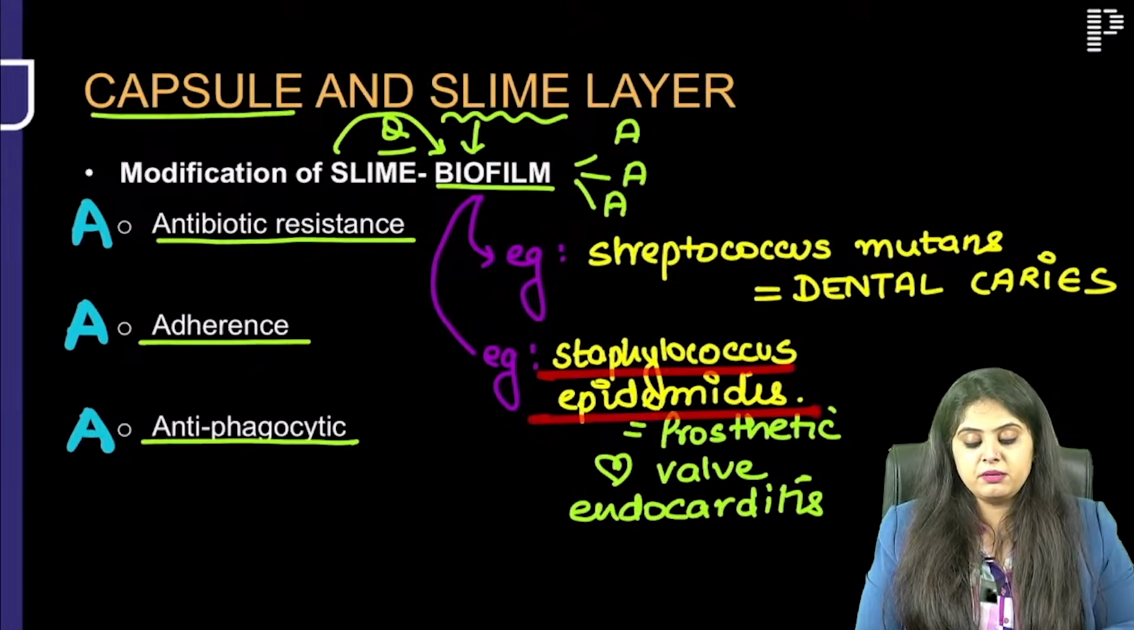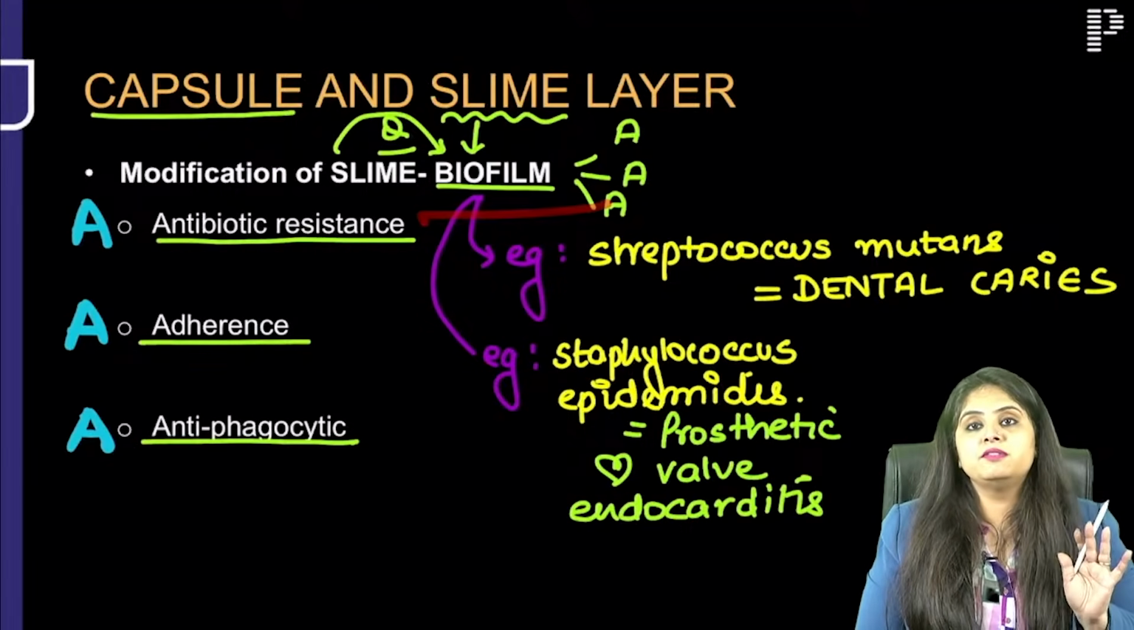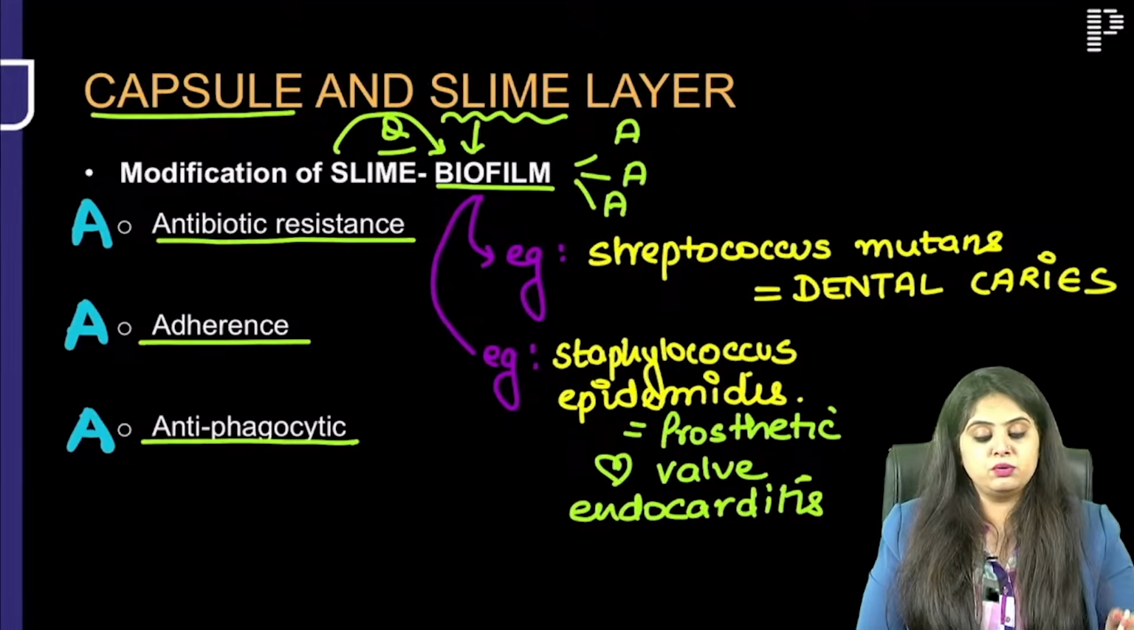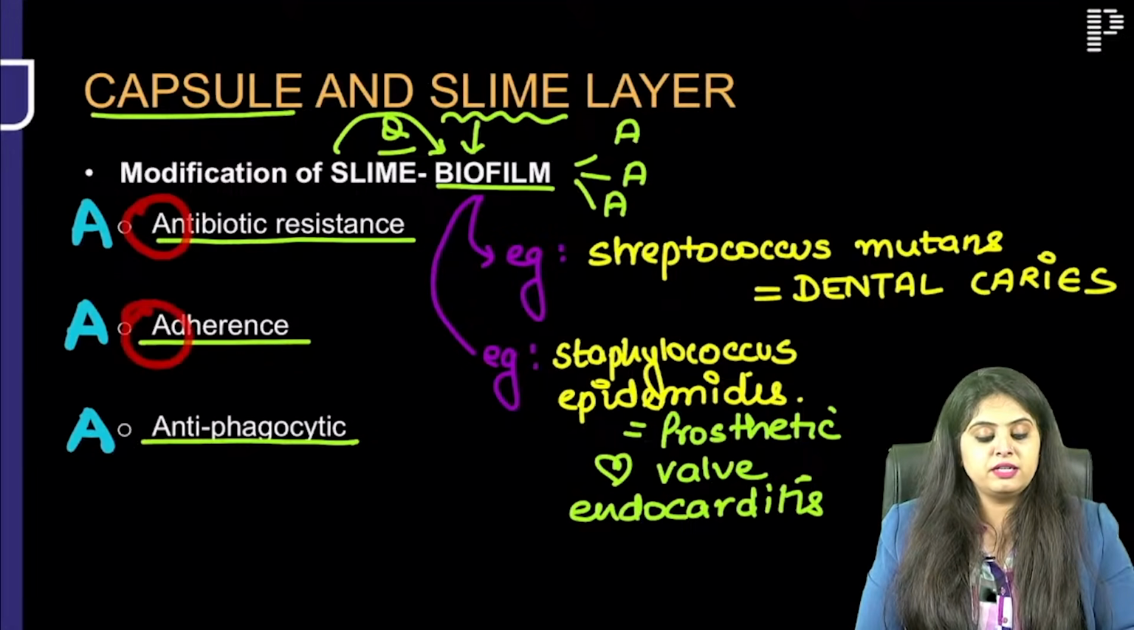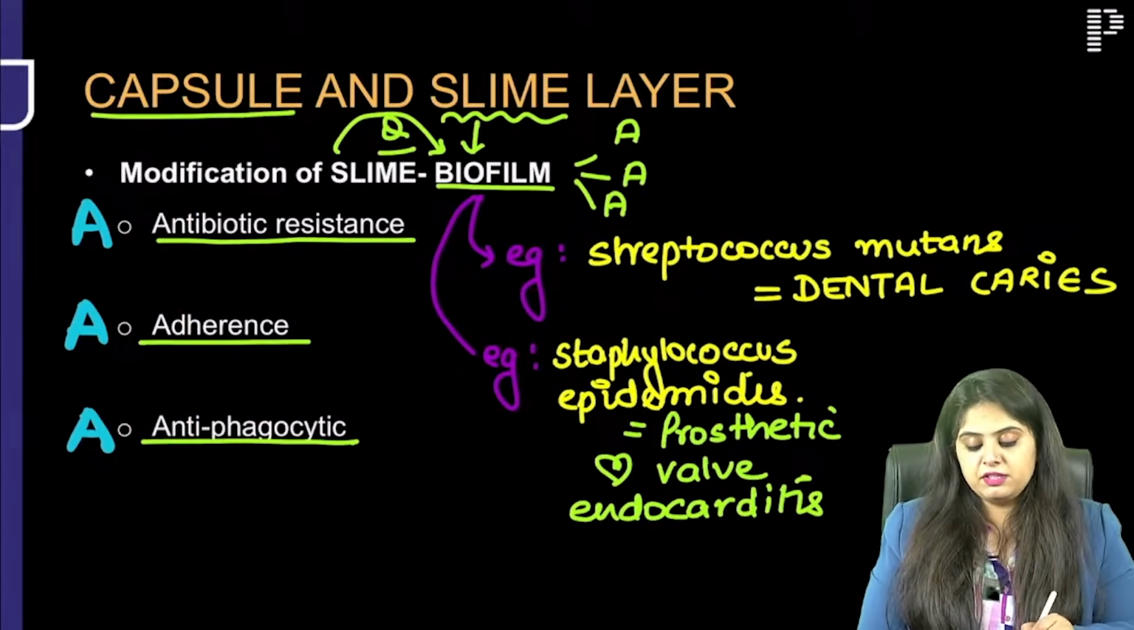So Staph epidermidis and Streptococcus mutans are famous for biofilm, which will give them superpowers. What are the 3 superpowers? Triple A superpowers they will get: antibiotic resistant, adherence, and anti-phagocytic. Okay, so I think I'm done with the very first layer.